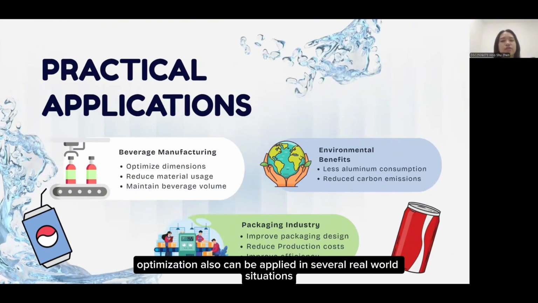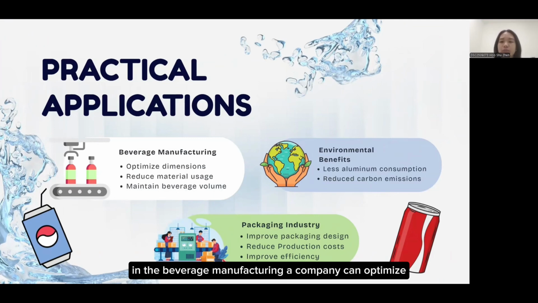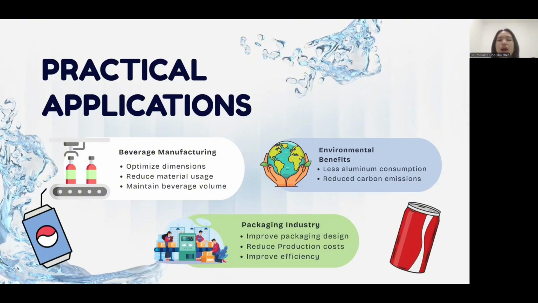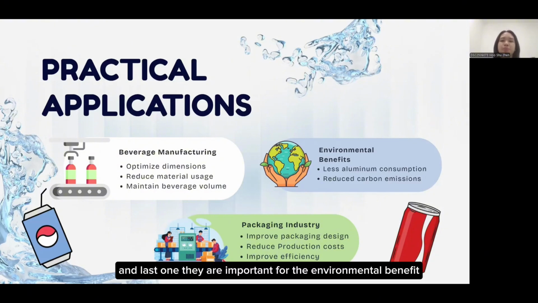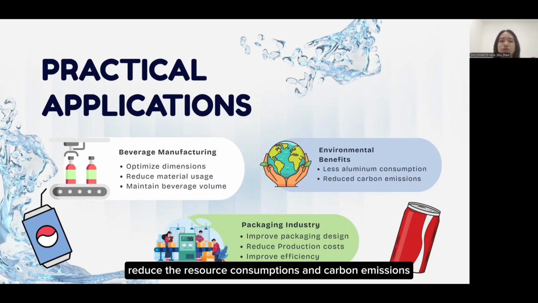This optimization can also be applied in several real-world situations. The first one, in beverage manufacturing, a company can optimize the dimensions while maintaining the same beverage volume. This can help us reduce material usage and manufacturing costs. The second, in the packaging industry, optimization improves the packaging design and production efficiency by using material more effectively. And the last one, it is important for environmental benefit, using less aluminium reduces resource consumption and carbon emissions and can support more sustainable manufacturing.